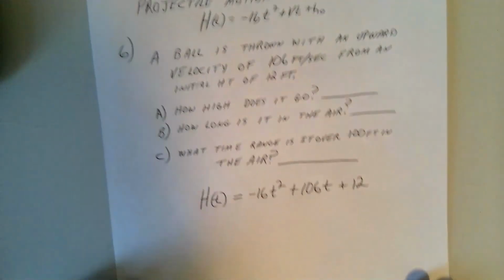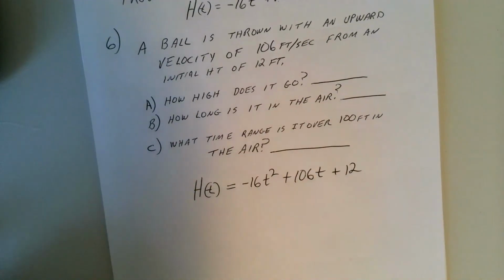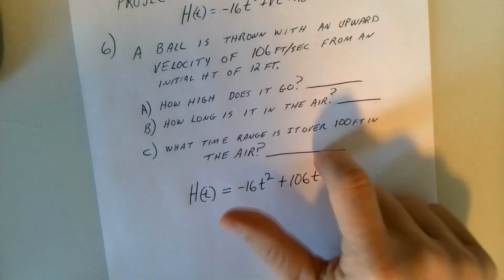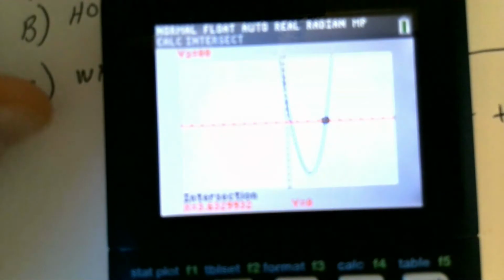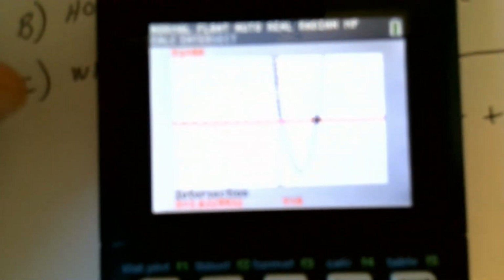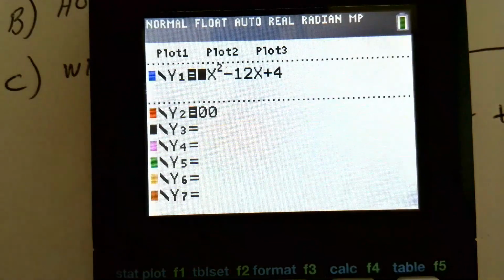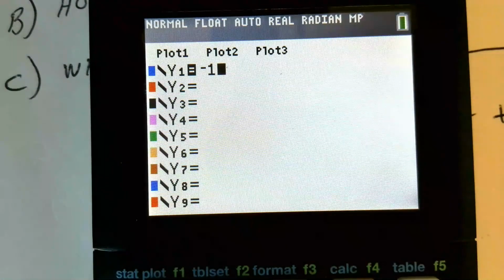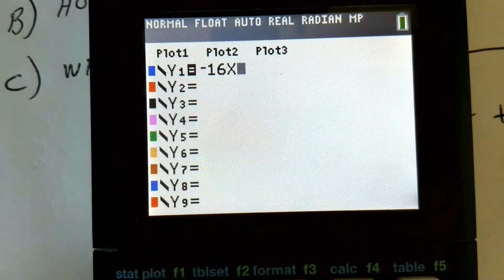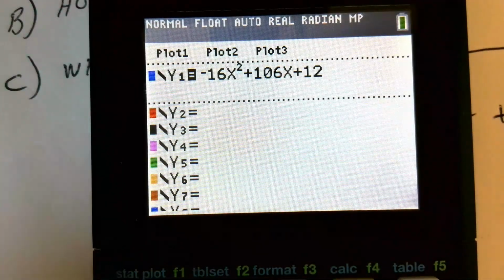Okay? So at this point, now that everybody has this equation, we're going to go to our graphing calculator, and we're going to try and answer these 3 questions. Okay. I'm going to zoom in way down here again. I'm going to turn this on and focus that in for you guys. Okay, so we need to get windows that match up with this stuff. So first thing I'm going to do is put in negative 16 x squared plus 106 x plus 12.